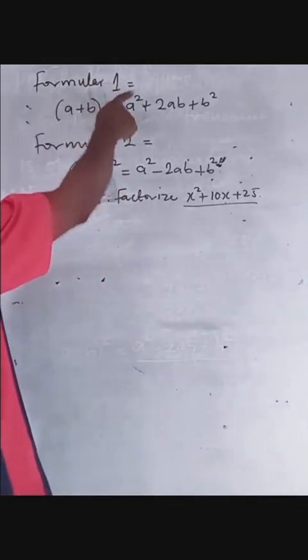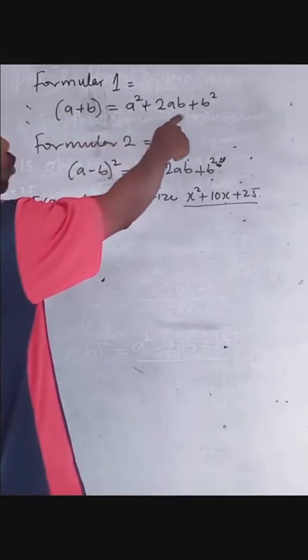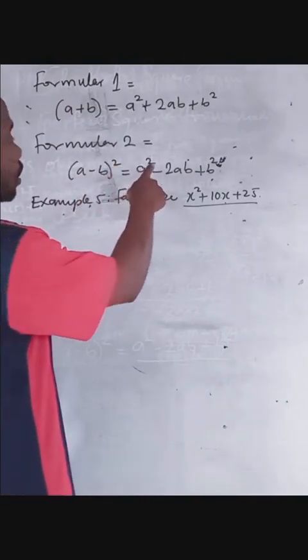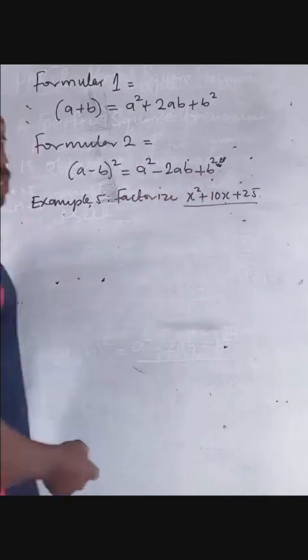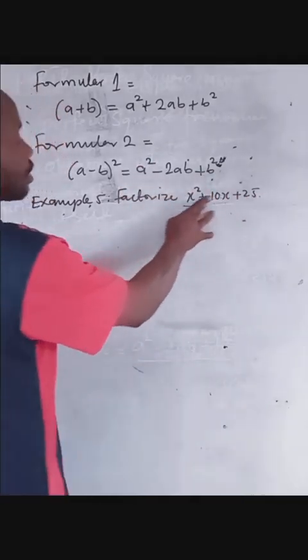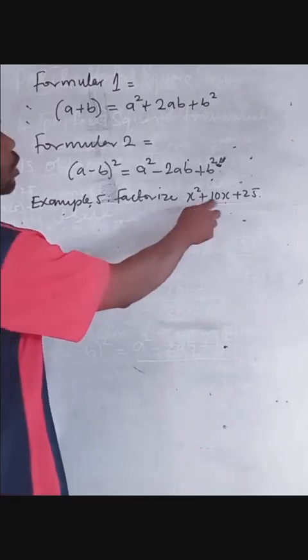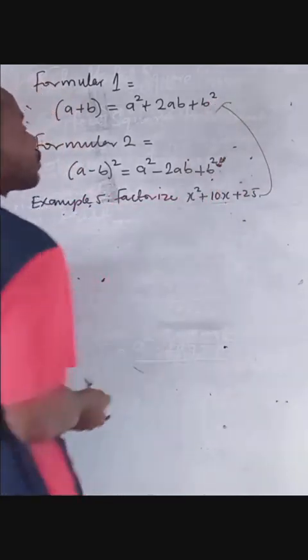There are two formulas that we can use to solve a perfect square trinomial. Formula 1: a plus b squared is equal to a squared plus 2ab plus b squared. The second formula: a minus b squared is equal to a squared minus 2ab plus b squared. If you look closely at this expression, you see that it is similar to the first formula. Therefore, we are going to use the first formula to factorize that expression.